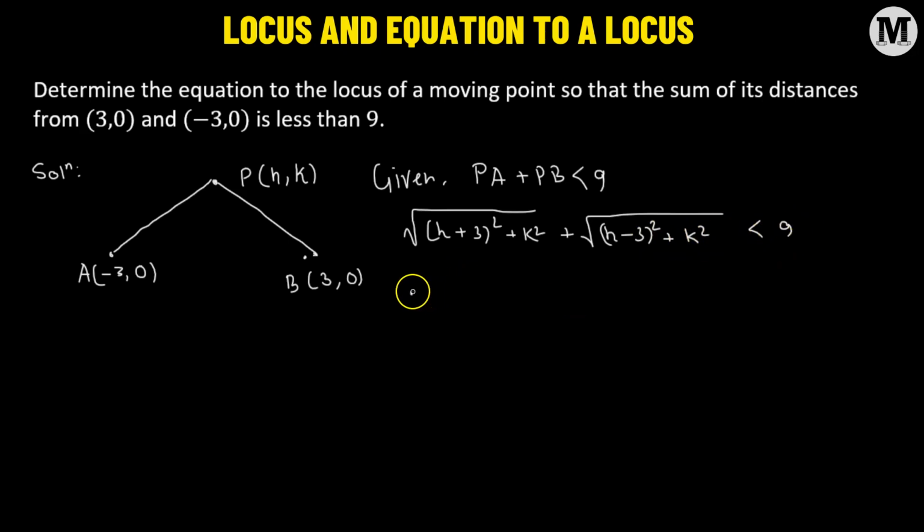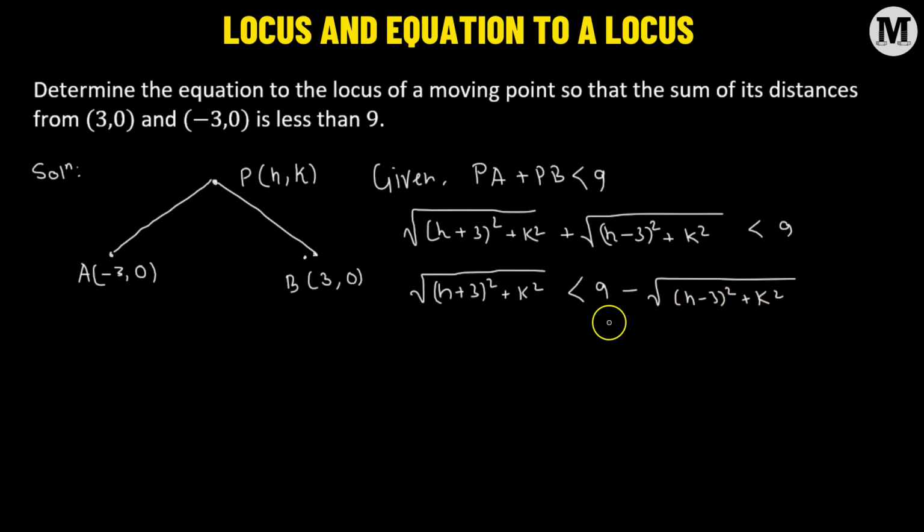Fine. Now we'll try to simplify this expression. So let's keep the first term as it is. So we have h plus 3 whole squared plus k squared. We are going to transpose the second term to the right hand side of the inequality. So we have 9 minus square root of h minus 3 whole squared plus k squared. Now, without affecting the sign of the inequality, we can square both sides. Squaring both sides, we're going to get h plus 3 whole squared plus k squared. This will still be less than the square of 9 minus square root of h minus 3 whole squared plus k squared. We're going to square it.